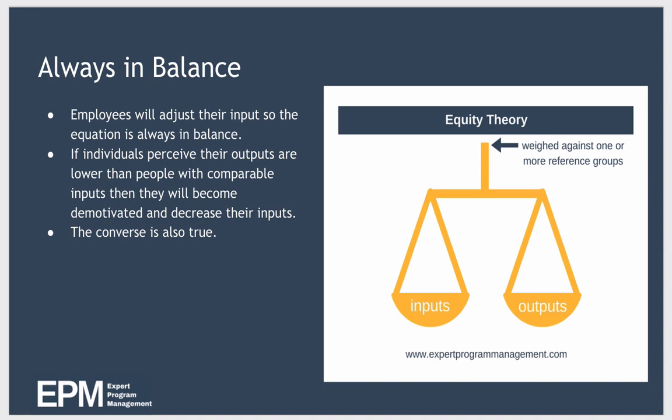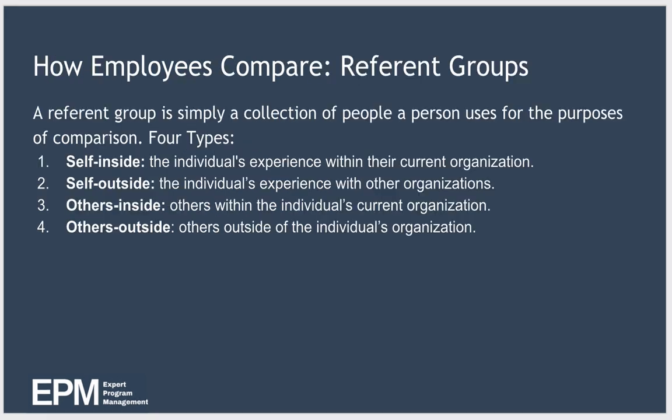So employees compare themselves using something called referent groups, and a referent group is simply a collection of people a person uses for the purposes of comparison. Now, there are 4 types of referent groups. There's self-inside, and that's the individual's experience within their current organization. Self-outside, the individual's experience within other organizations. Others inside, where they compare themselves with others inside the current organization, and others outside, where they compare themselves with others outside of the individual's current organization.